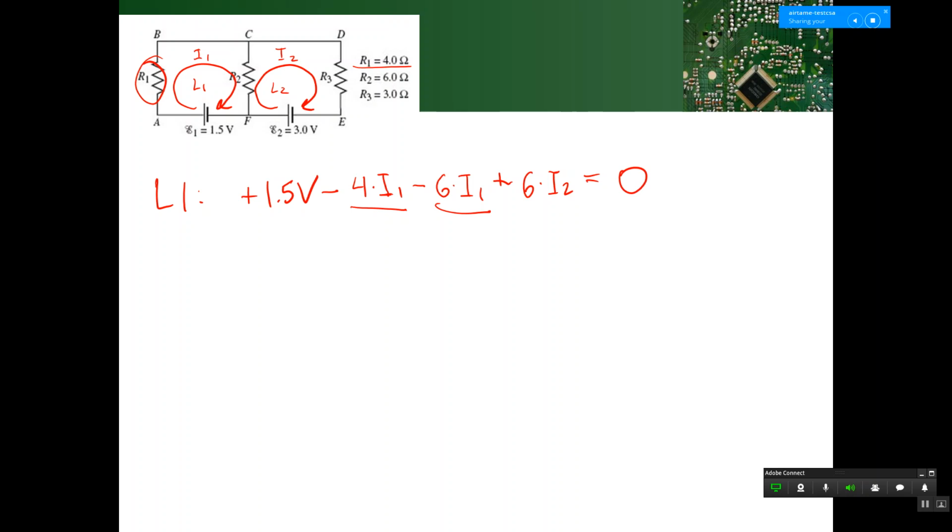That's loop 1. Let's clean it up a little bit because look, I have two I1s and I want to put all my variables on one side and all my constants on the other. So it's going to look like this. It's going to be negative 10 I1 plus 6 I2 is equal to negative 1.5 volts. I just cleaned it up a little bit so that I combine my I1s. I put all my variables, I1 and I2, on the left side, and my constants on the right side. Now we can do the same thing for loop 2.